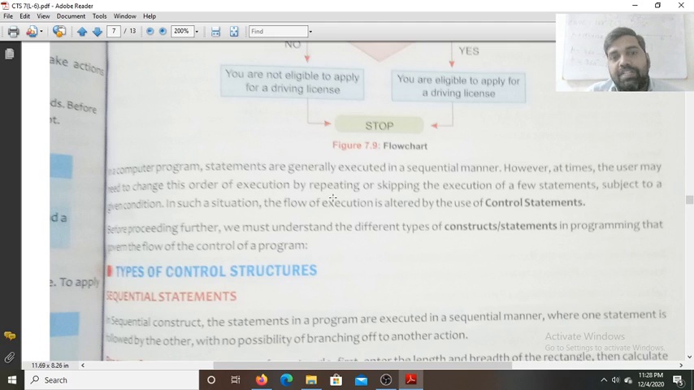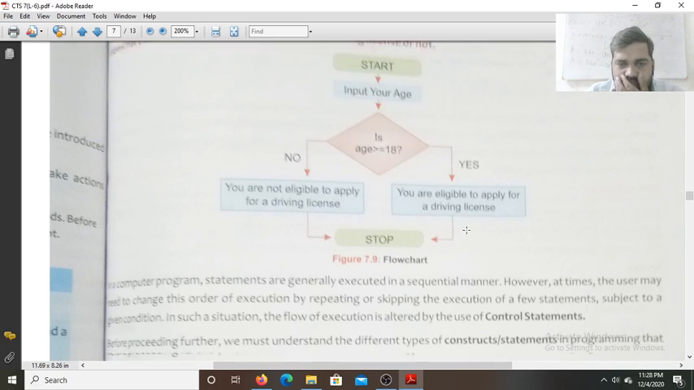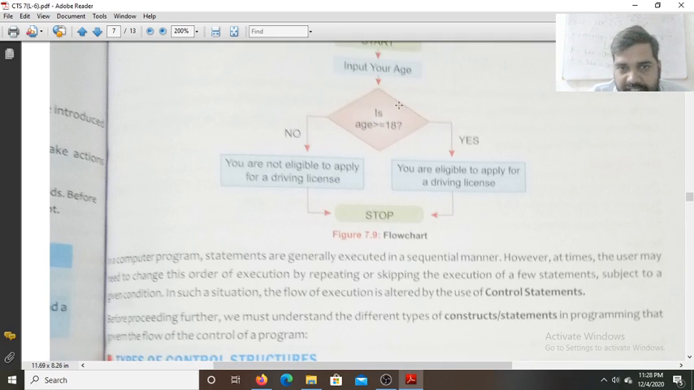In a computer program, statements are generally executed in a sequential manner. At times, the user may need to change this order of execution by repeating or skipping the execution of a few statements subject to a given condition. In such a condition, the flow of execution is altered by the use of control statements. That means if we want to repeat a certain task many times, we can repeat it with the help of control statements. We use the loop structure, and if the condition is true, the same piece of code will execute several times.